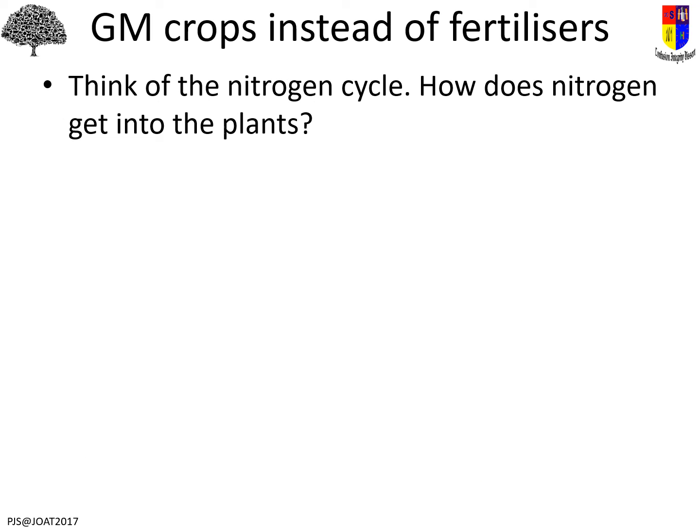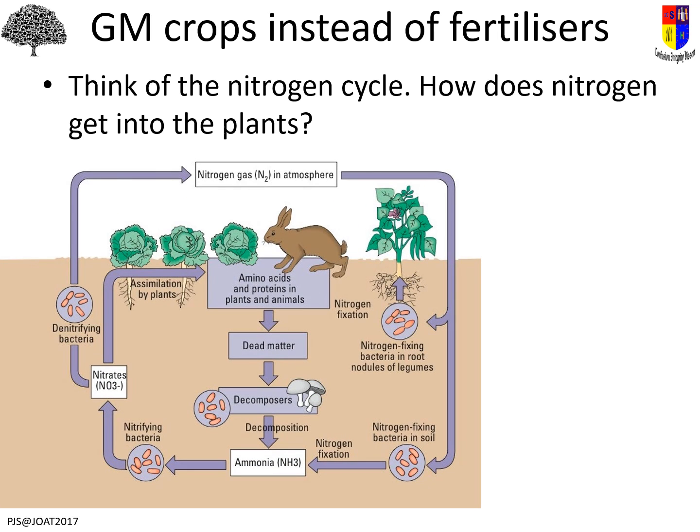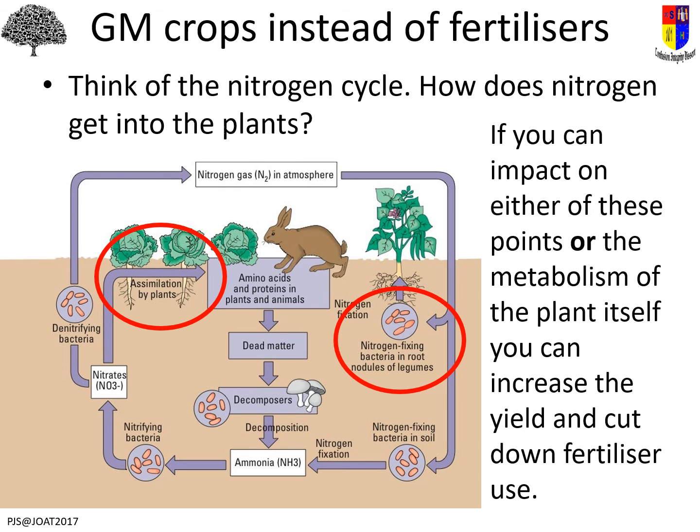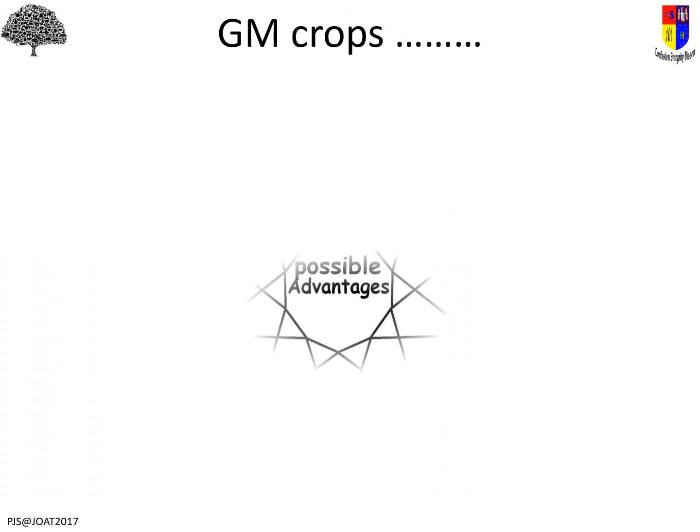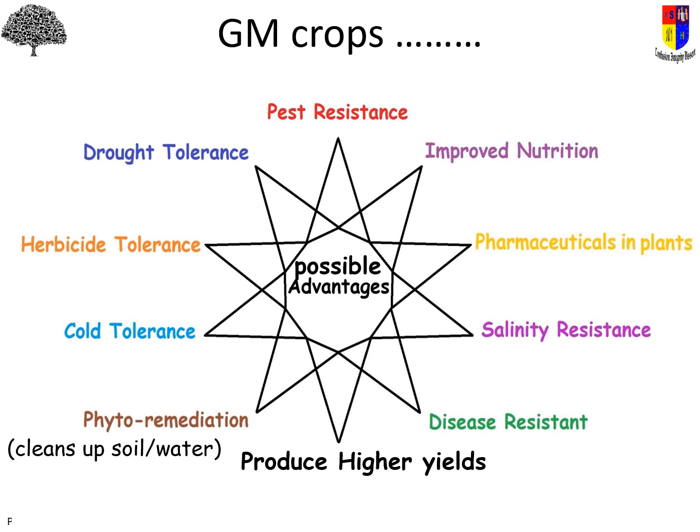You could go GM crops. Okay, if you think about the nitrogen cycle, anywhere where you can actually increase the amount of nitrogen that's going on, you could increase the yield, and you could also cut down the amount of fertilizer you need. And you also could go with any of the other ways that GM crops could improve your yield.